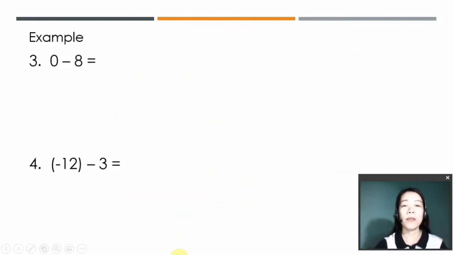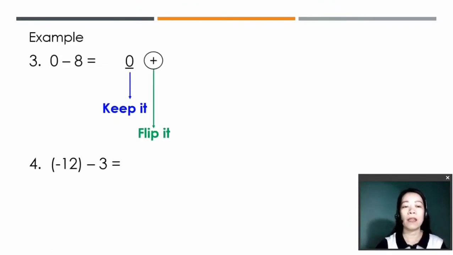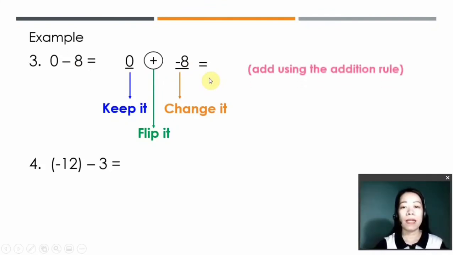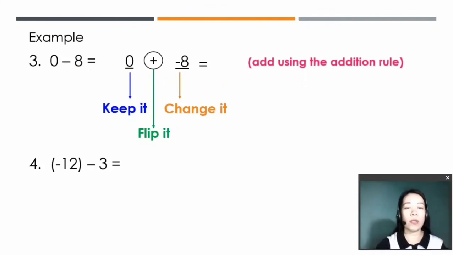Next, number 3, 0 minus 8 equals blank. So keep it, keep the first number. Flip it. So, yung subtraction, magiging addition, and change it. Change the second integer to its opposite. So, positive 8, magiging negative 8. Then, add using the addition rule. So, 0 plus negative 8 equals negative 8.